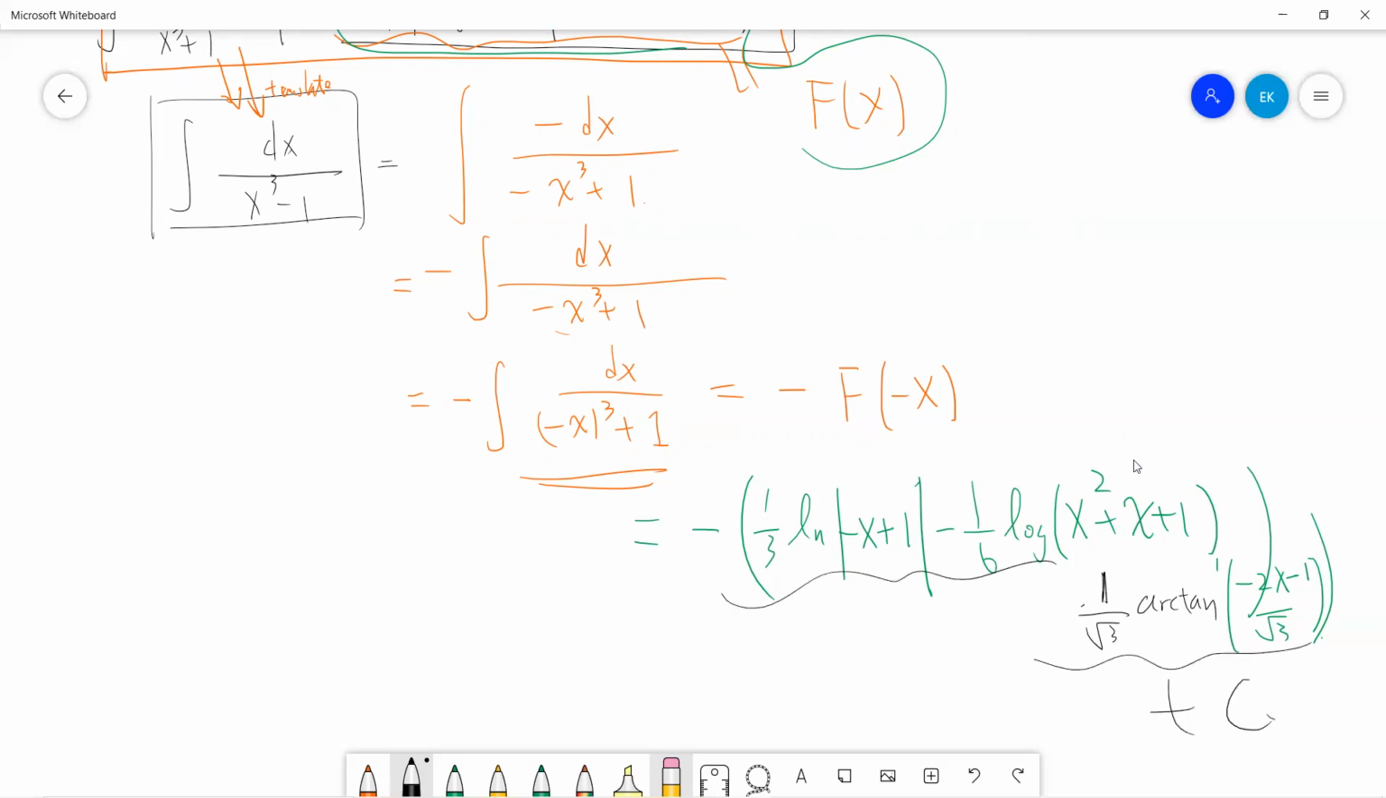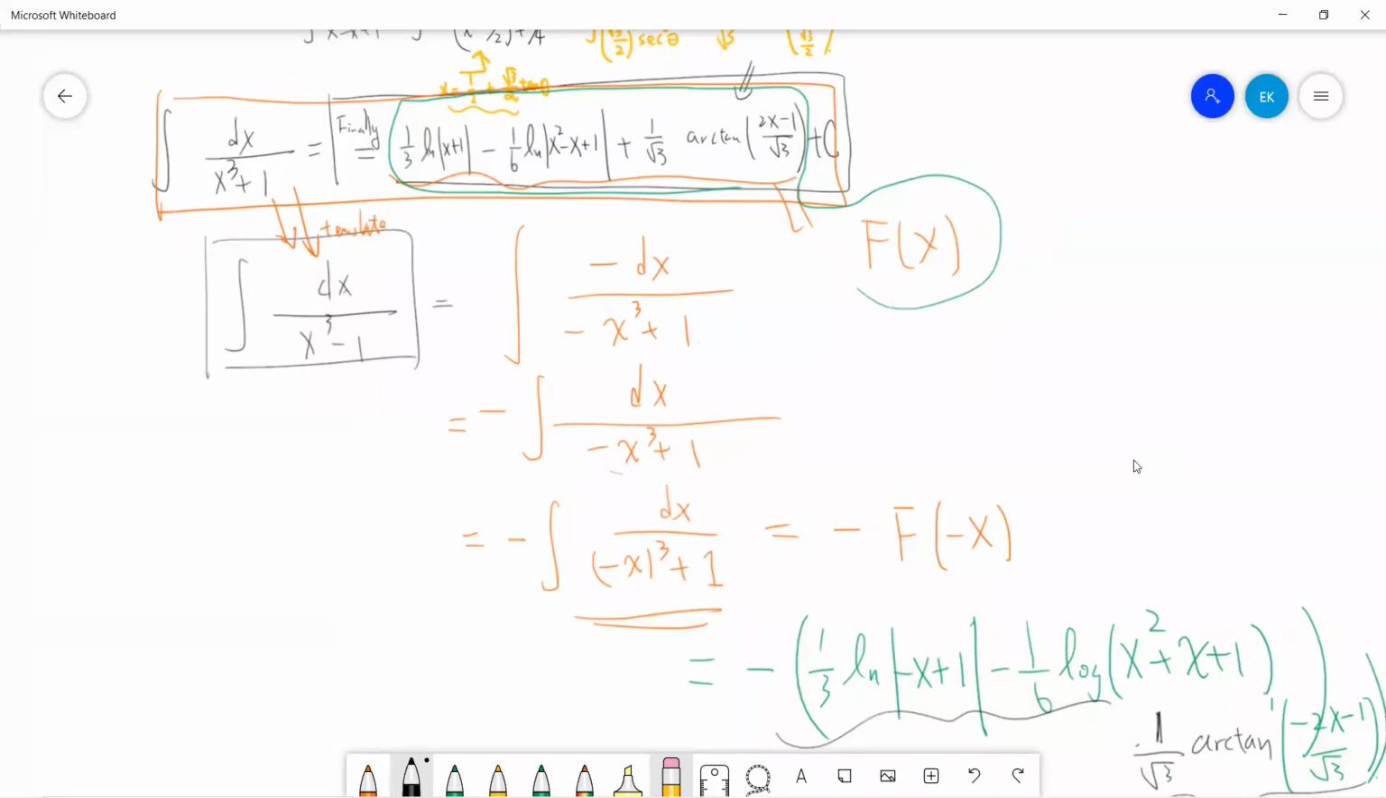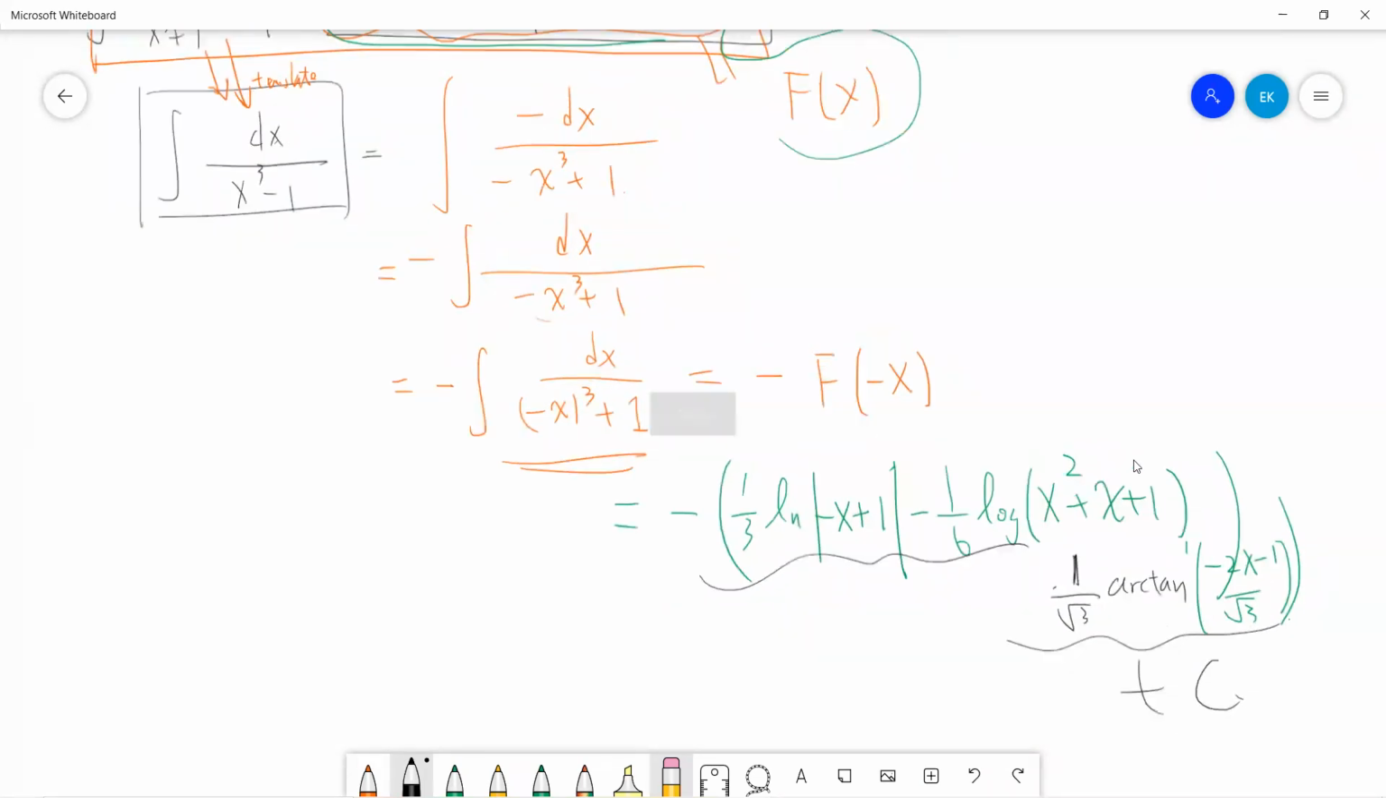So this is just the easy translation idea to solve x cubed minus 1 by knowing the x cubed plus 1 integral. Once you know the x cubed plus 1, then solving x cubed minus 1 will be trivial. Okay, this is just a simple video.